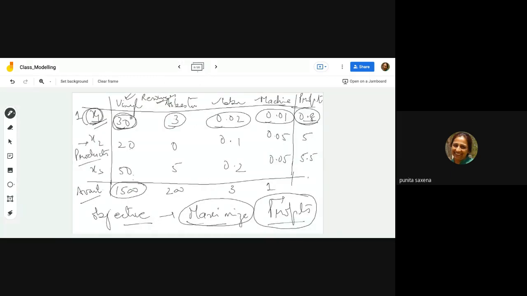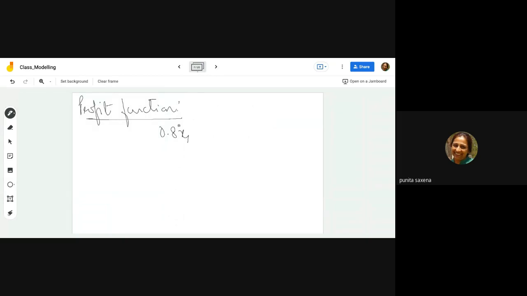Similarly, for countertops, 1 unit is giving us this much profit, 5. We are producing x2 units. So once again, you write down the profit function.